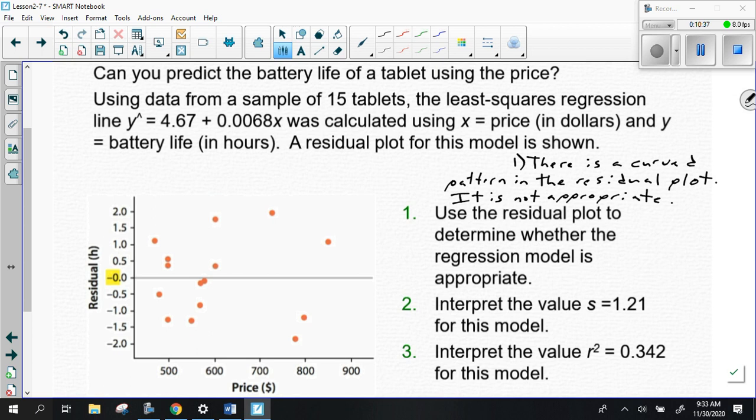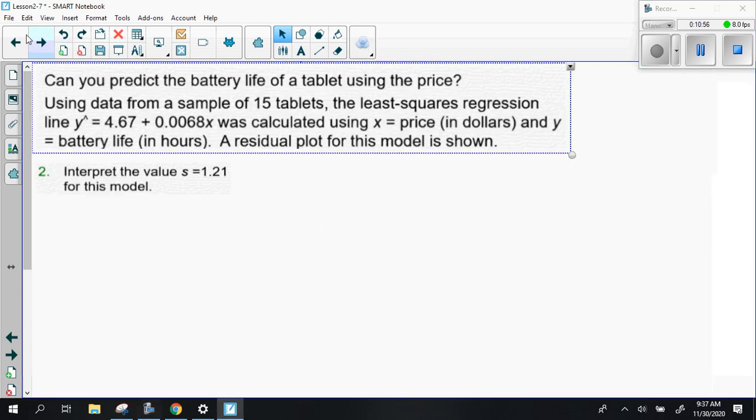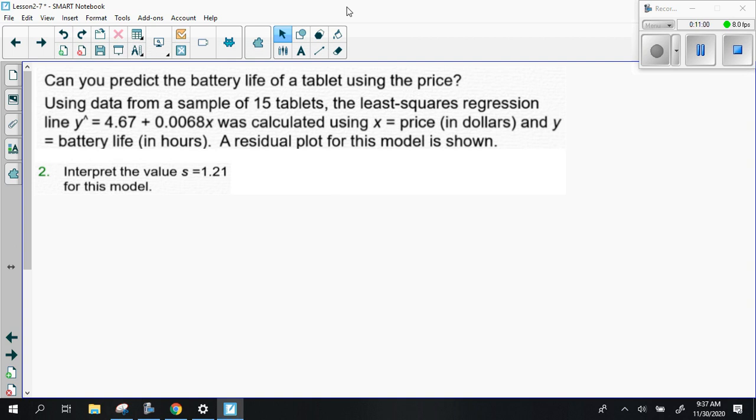Fantastic. Let's now interpret the value s equals 1.21, also known as the standard deviation of the residual. So let's go ahead and just get this on a different page so that we can just have a little more space to interpret this value. So we're going to interpret the standard deviation of the residuals.